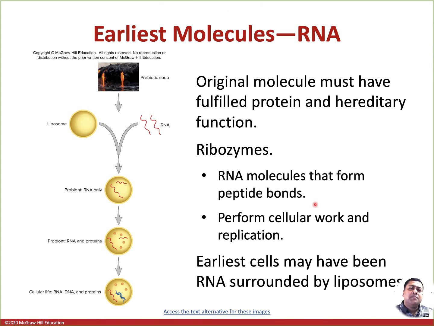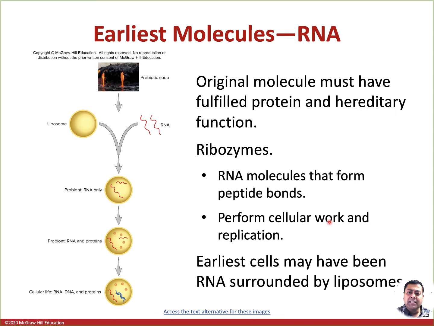So the earliest molecules, the RNAs that we are going to talk about here. Some RNA molecules are actually thought to be more ancient, and the original molecules were probably RNAs. The reason for that is the ribozymes, which can cleave or undergo chemical reactions. These RNA molecules can form peptide bonds, perform cellular work, and carry out their own replication.